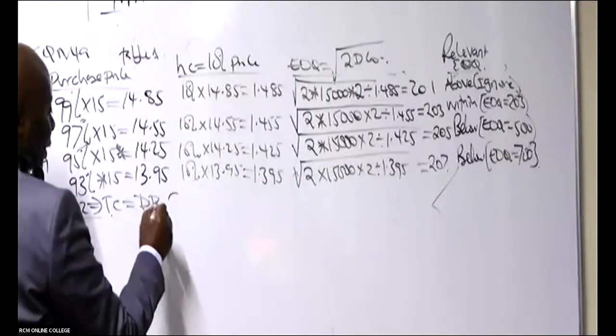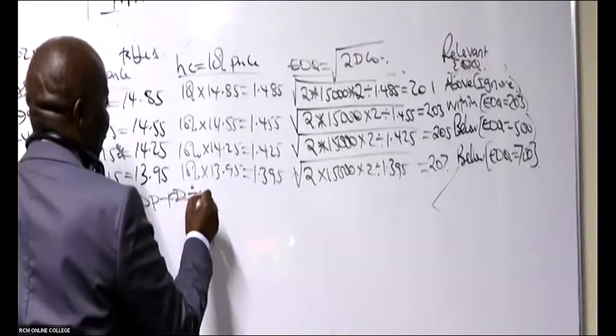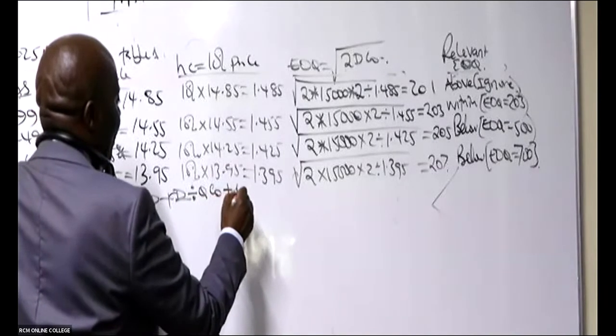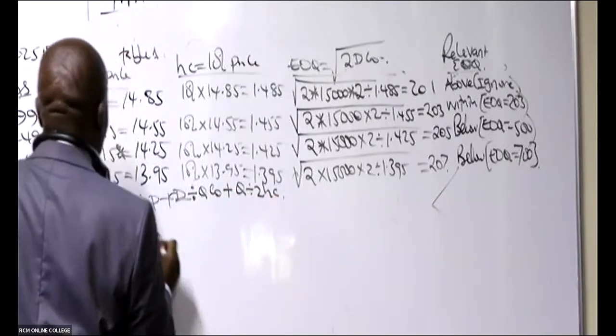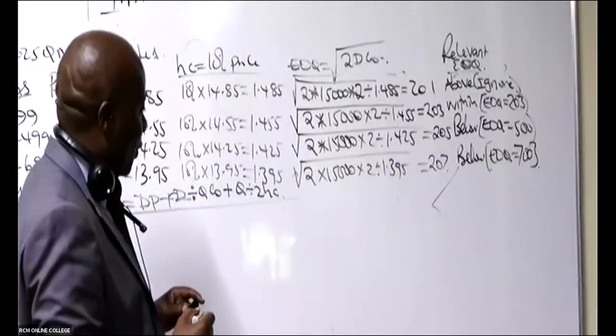And our total cost is DP plus D divided by Q times CO, plus Q divided by 2 times H. I'm just writing it like that for the purpose of saving space.